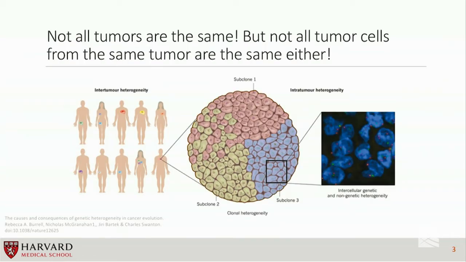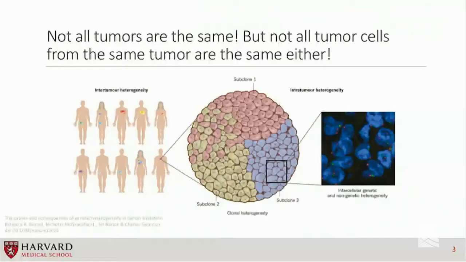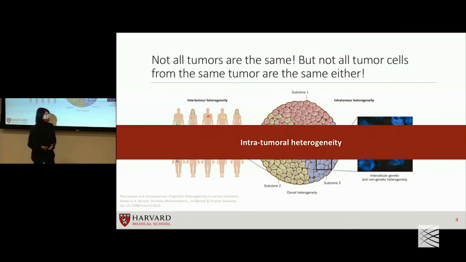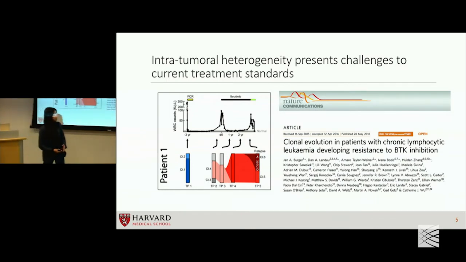So first, for why it's important to study intratumoral heterogeneity, I think it's been long appreciated that tumors in different patients are very different, but now it's becoming more appreciated that even within the same individual tumor, we might have different subclones, and not all the cells are the same. That's what we call intratumoral heterogeneity. And understanding this is very important because we've seen from some of our previous work with Jan Berger and Dan Landau and Catherine Wu's lab that we can observe these clonal evolutions and changes in subclonal proportions over time.